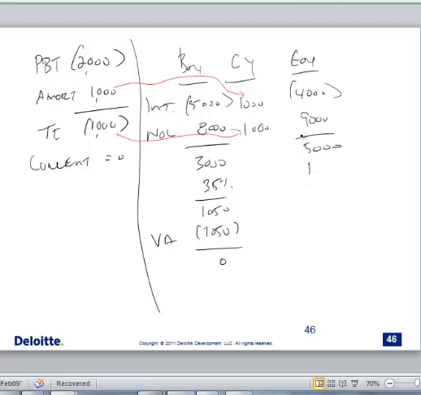That's 1750. Is that right? 35. That should be right. We'll call that 35%. 1750, VA of 1750, 0. Okay, so no change in my deferreds, no payable, no nothing. So year one is easy, because all I did was keep losing money, keep building my VA.